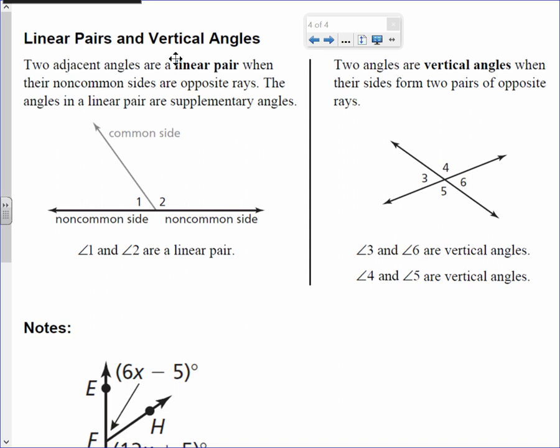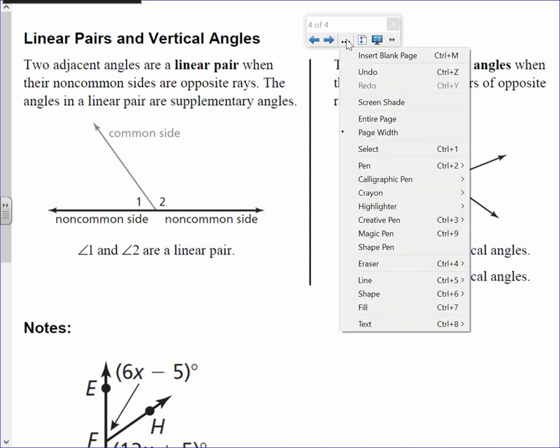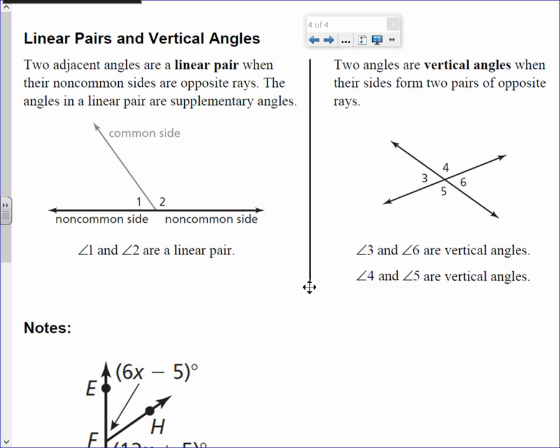Now when I think of the word pair, I think of two. A pair of shoes, pair of pants, it's always in twos. So look at this linear pair here. Okay? It's two angles. They're adjacent. Notice they're right next to each other. Their non-common sides: this angle and this angle, the sides that they don't have in common are right here. Look at it. It's on your paper. Non-common side here, non-common side here. They form a line. Hence the word linear.